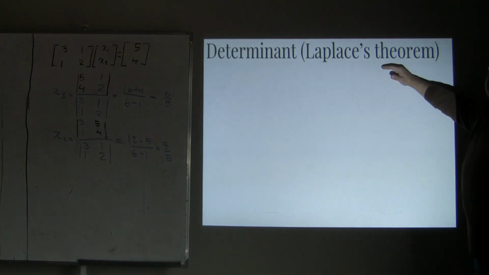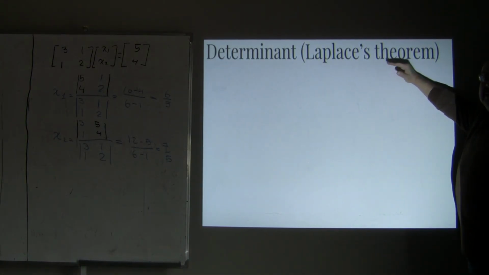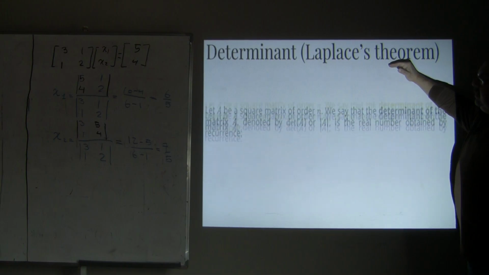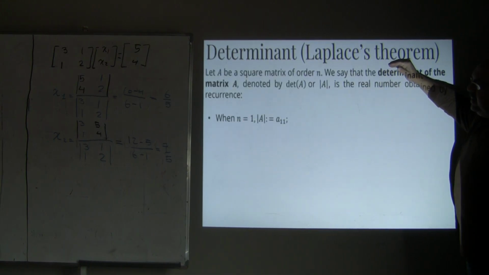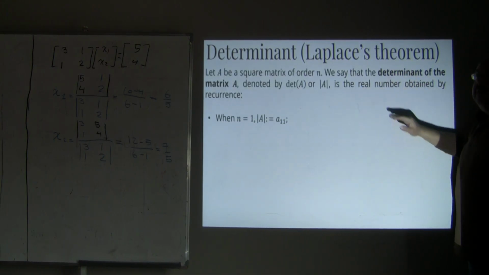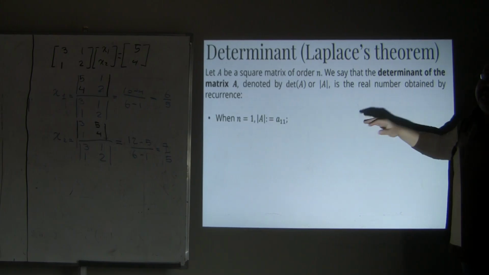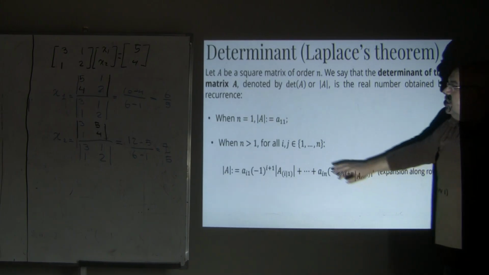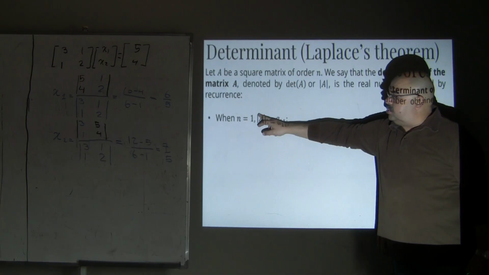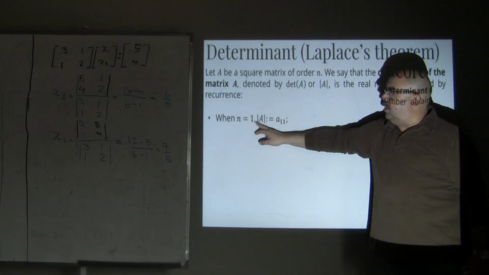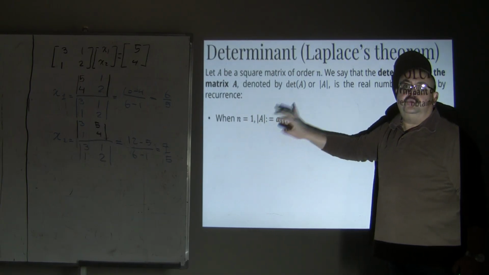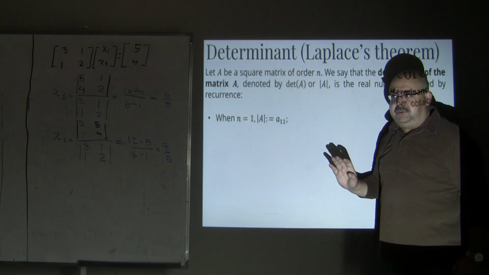Laplace method, it means to evaluate the value of a determinant by the sign rule and by eliminating any row or any column. That's the generalization. If you have just a matrix whose n is equal to 1, then the value of the determinant will be the number. We already saw that previously.